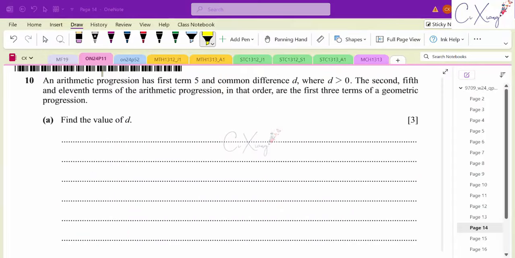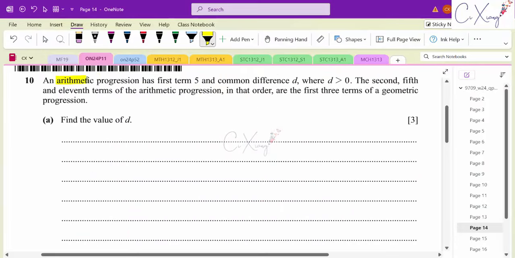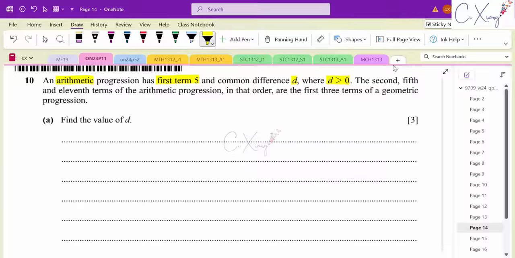Alright, so now we are at question number 10. There's an arithmetic progression with the first term 5. Common difference is d, where d is greater than 0. That means d is positive. The second, fifth, and 11th term of the arithmetic progression, in the order, are the first 3 terms of a geometric progression. Find the values of d.